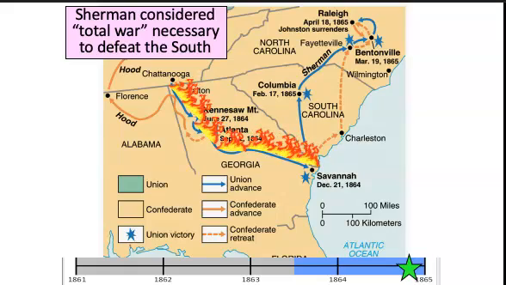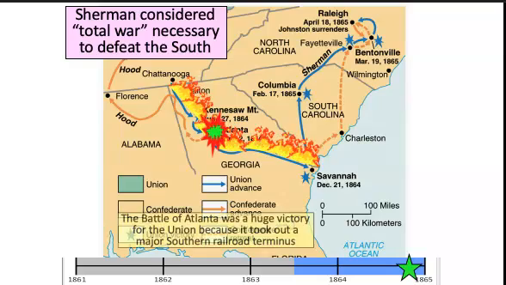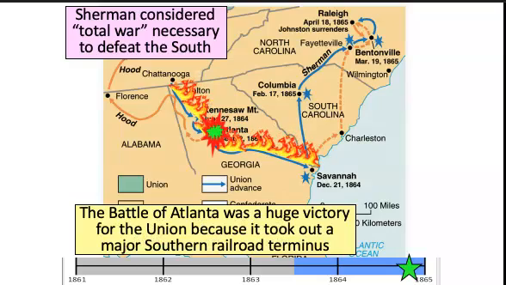Starting from Chattanooga, he marches south along basically what is I-75 today, coming literally right through our backyards, fighting at the Battle of Dallas, then at the Battle of Kennesaw Mountain, eventually destroying Atlanta. The Battle of Atlanta was a huge victory for the Union because it took out a major Southern railroad terminus. It was also incredibly important to the election of 1864.